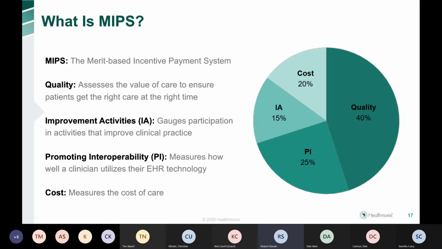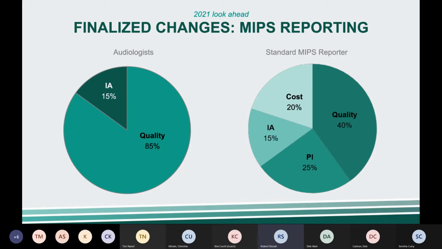So for audiology, promoting interoperability and cost will not be a part of 2021, as you will see in this graphic. So on the right is the standard MIPS reporter, and on the left is what the weighting will look like for audiologists. So 85% of it is quality and 15% is improvement activities. So quality is extremely, extremely crucial, especially in 2021. And that's where we are going to be focusing a lot of our time during the demonstration, because that's where most of your time on MIPS Pro is going to be spent, which is the quality portion, rather than improvement activities.